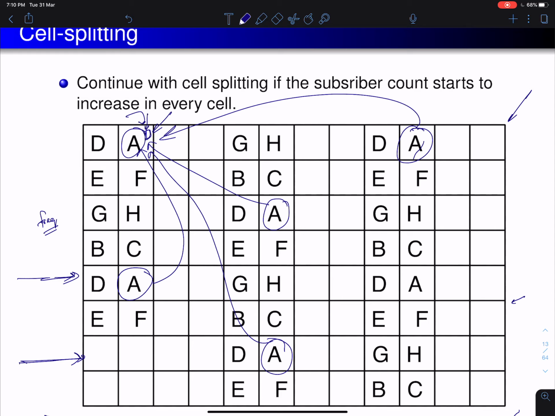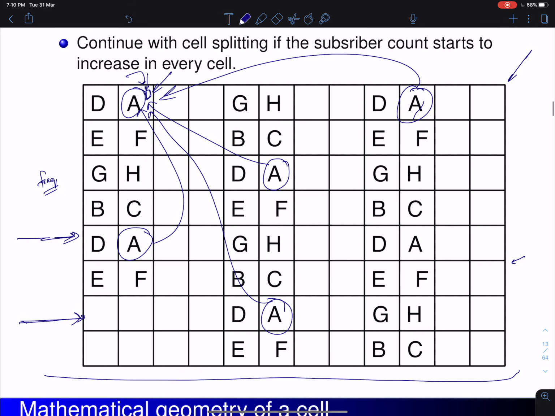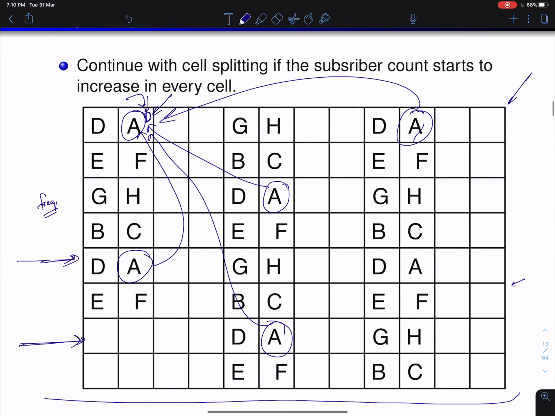The mathematics part of it I'll probably discuss in the next lecture. McDonald didn't stop with it. He actually gave a proper mathematical analysis of cellular communication, and how to deal with the interference and all that. So that we'll discuss in the next class.